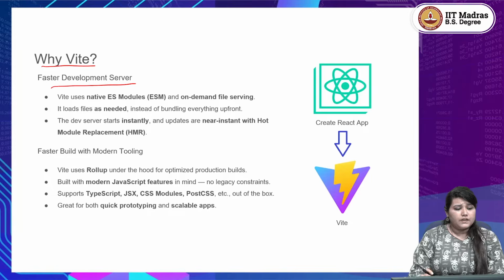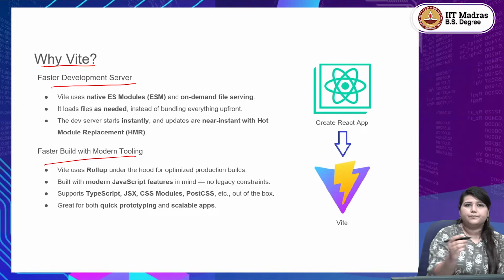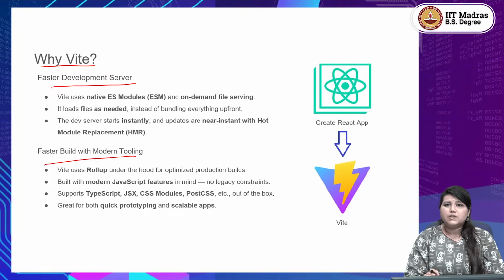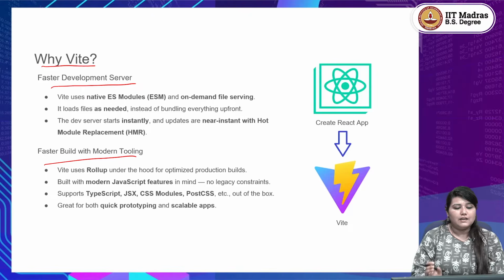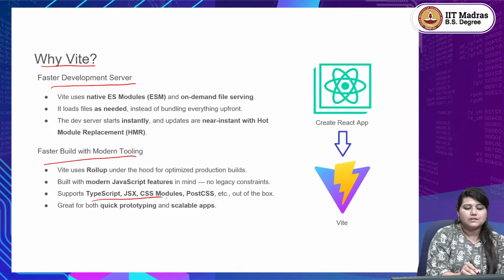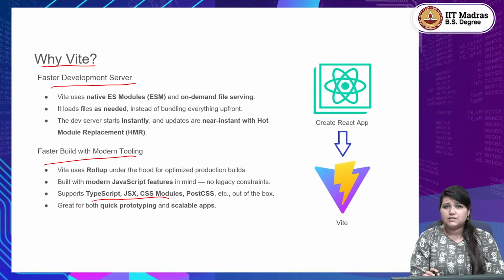Second, faster production build. Vite internally uses Rollup, a powerful bundler optimized for production. It produces highly optimized, smaller bundles and supports modern JS features out of the box. Third, modern features. Vite has first-class support for technologies like TypeScript, JSX, CSS modules, PostCSS and more right out of the box. That means less time configuring and more time building.